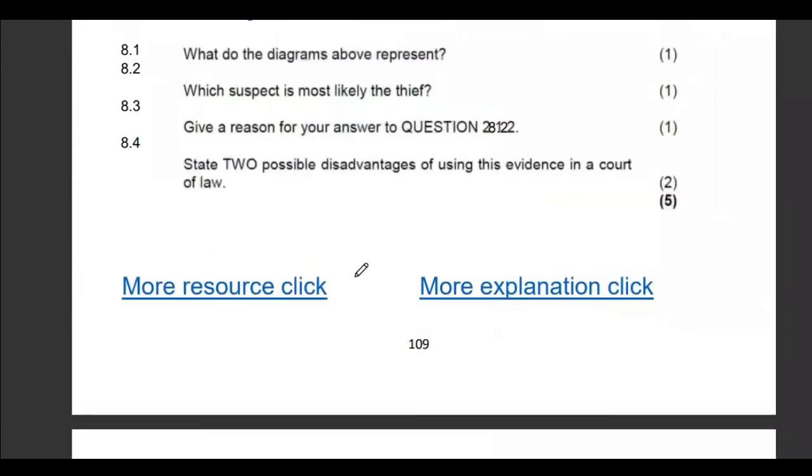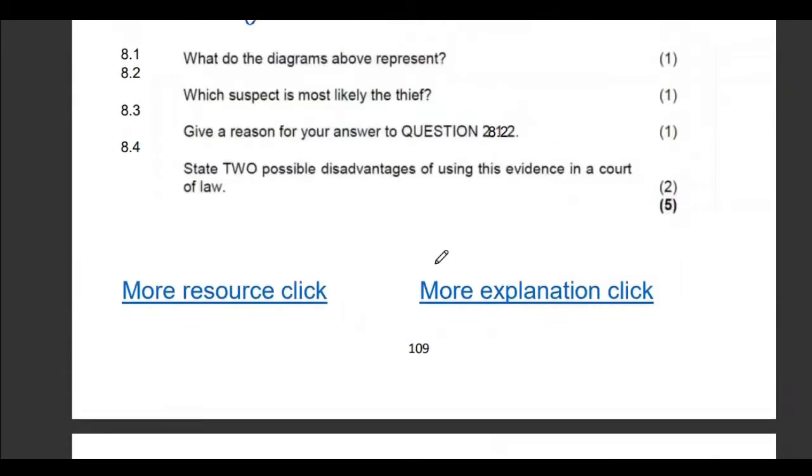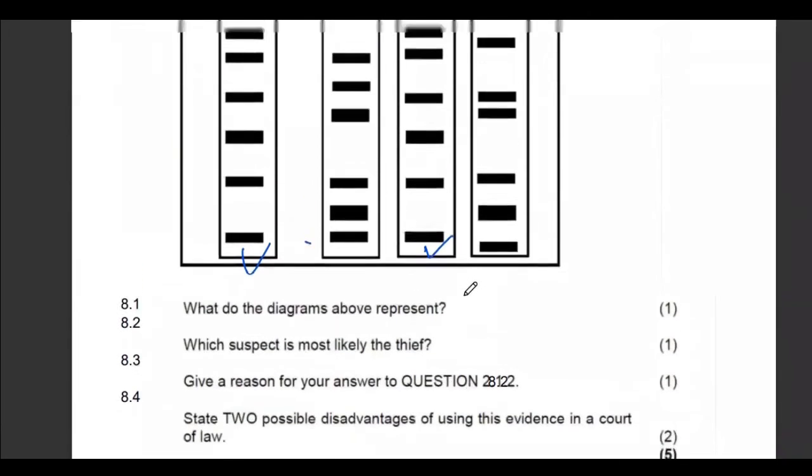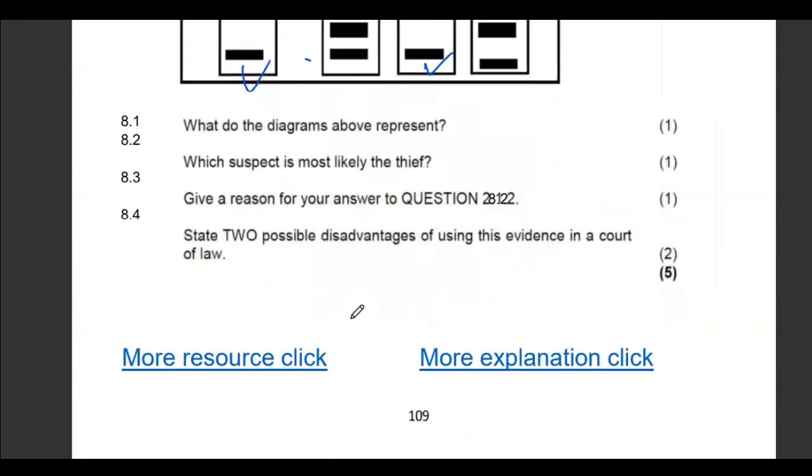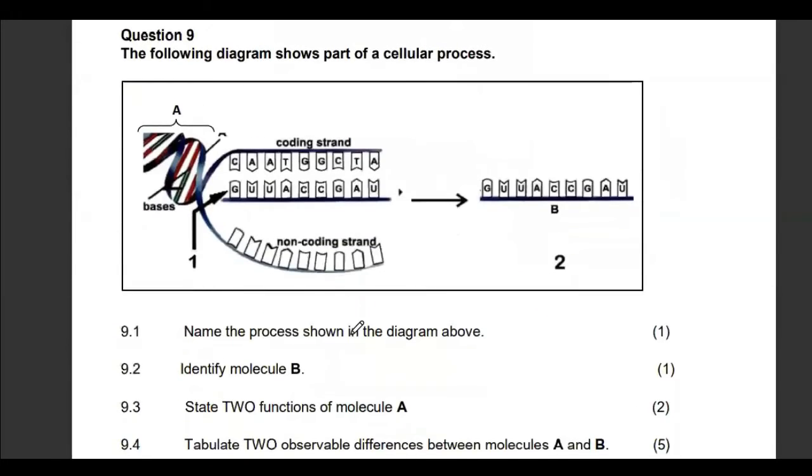They're saying name 2 possible disadvantages of using this evidence in the court. It might not be 100% accurate, because number one, human error, and also it may not be unique if a small sample is used. Also, a human being can manipulate them, so it may not be 100% accurate.